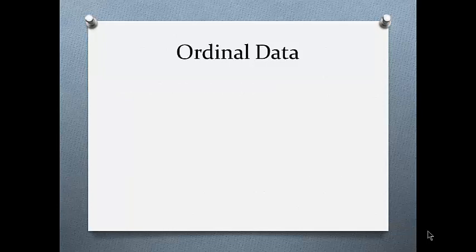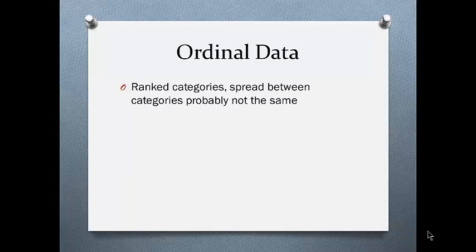Now there's ordinal data, which has some type of order to it. It is ranked categories. We have one that is bigger and one that is smaller. However, the spread between the categories is probably not the same. A common example of this is if you run a race, and there's the 5th place finisher and the 6th place finisher. The 5th place finisher was definitely ahead of the 6th place finisher. There's an order to them. It's different getting 6th place and 5th place. Now we have order. However, the spread is probably not the same.